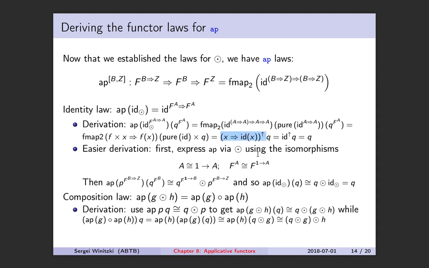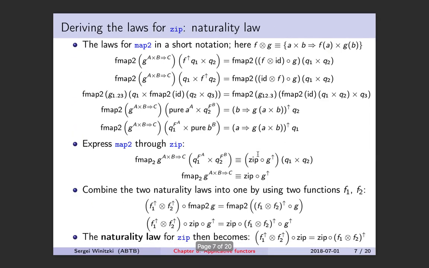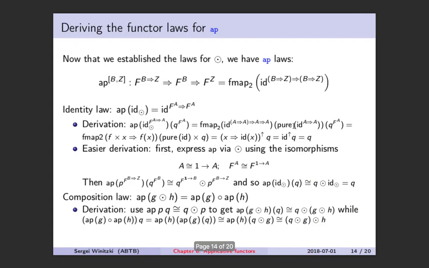If I substitute the identity law for Fmap2, which is this, and therefore I have this code. Now identity of x is just x. We have x to x lifted, still identity. The result is q.